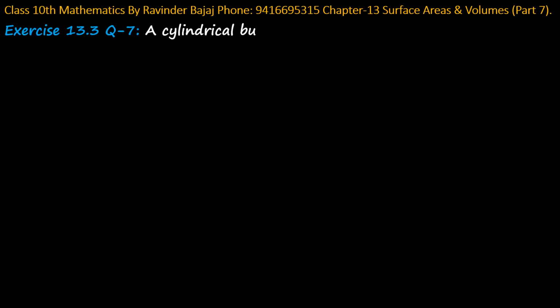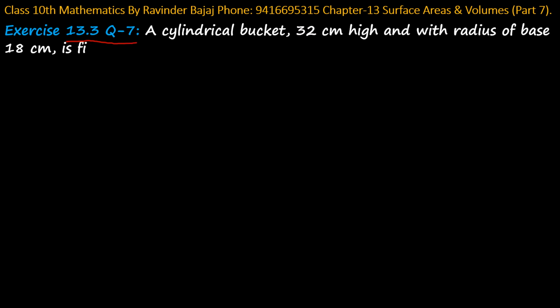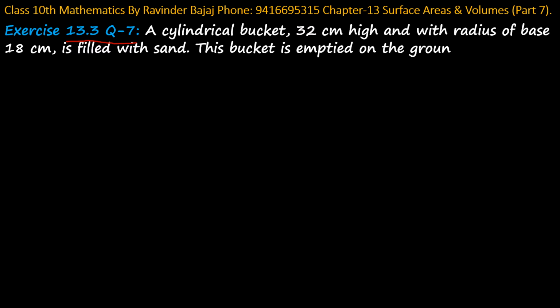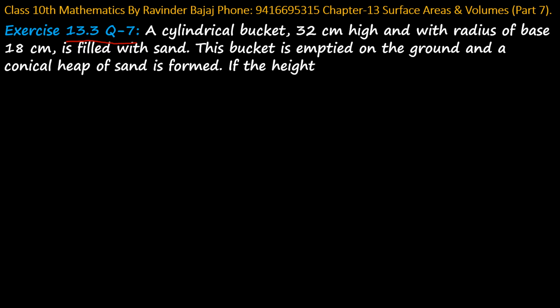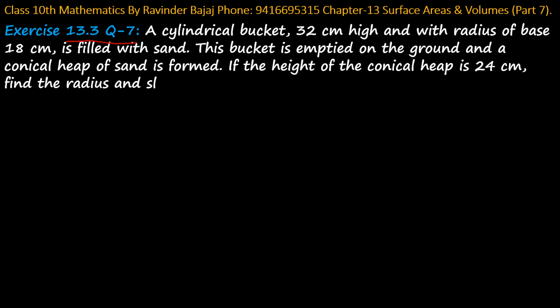This is question number 7, exercise 13.3. A cylindrical bucket 32 centimeter high and with radius of base 18 centimeter is filled with sand. This bucket is emptied on the ground and a conical heap of the sand is formed. If the height of the conical heap is 24 centimeter, find the radius and slant height of the heap.